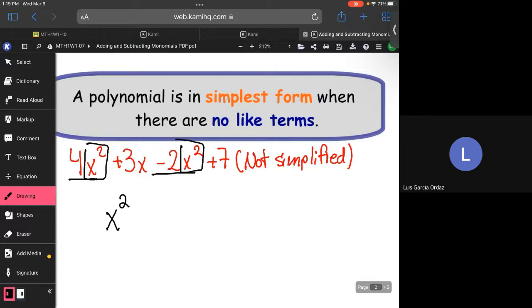So what would 4x squared minus 2x squared give me? Remember, you're just subtracting the numbers in front. Alice. Yep, 2. 4 minus 2 gives me 2. So I got 2x squared plus 3x plus 7. Are there any more like terms, or is this as simple as it gets? It's as simple as it gets. So this is known as a trinomial.